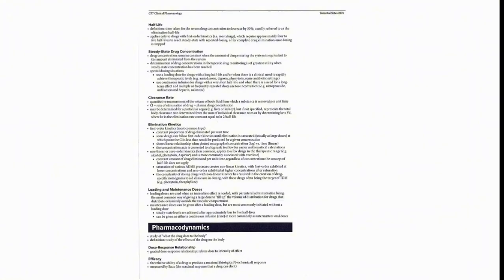Loading dose and maintenance dose. Now let's compare loading dose and maintenance dose. A loading dose is used when an immediate therapeutic effect is required. It is often administered intravenously to rapidly fill the drug's volume of distribution, particularly for drugs that distribute widely into tissues. Once therapeutic levels are achieved, treatment continues with a maintenance dose.